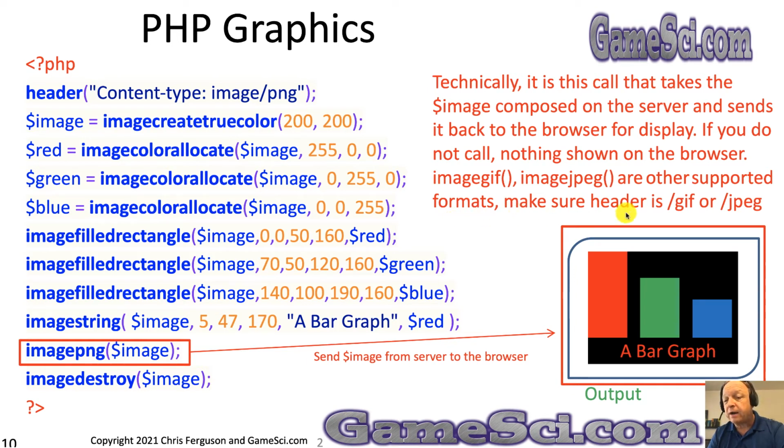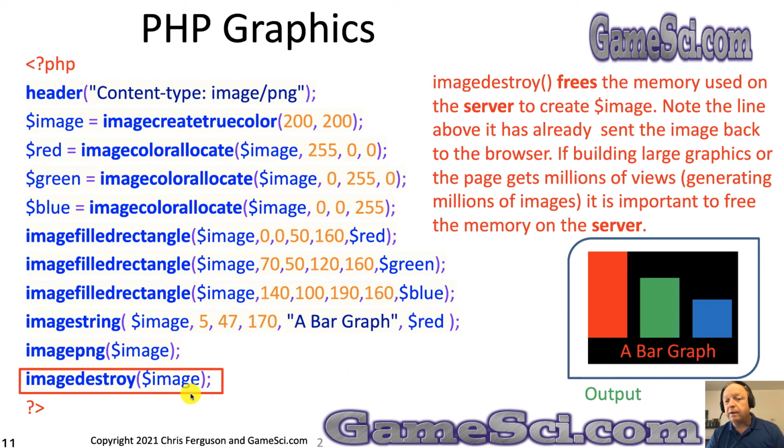Make sure the header matches this call. If you call image PNG, the header has to be PNG. If you call image GIF, then the header has to be GIF. Same for JPEG. This is what actually sends $image from the server to the browser for display on the screen.